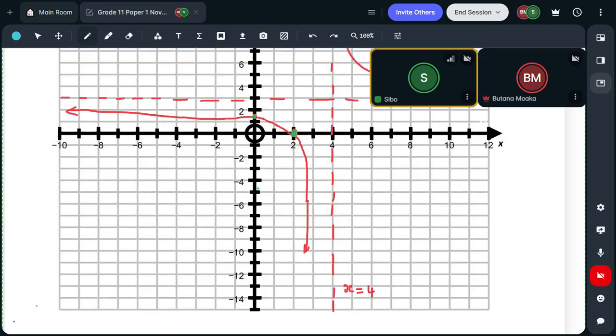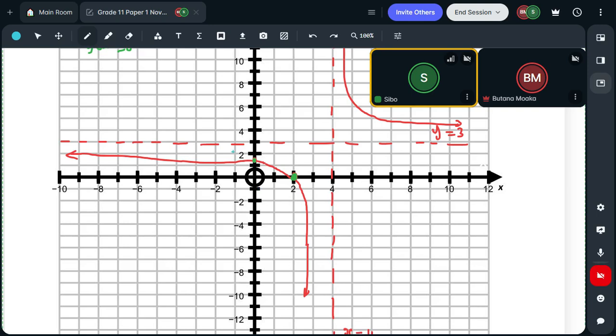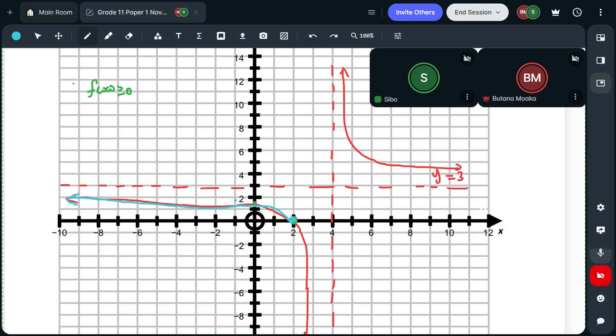When you say at 2, that's an incomplete answer. You need to tell me from 2 to what? Look at this point here. The graph is above the x-axis up until that point. This tells you that x must be less than or equal to 2, because from this point going that direction, the graph is above.